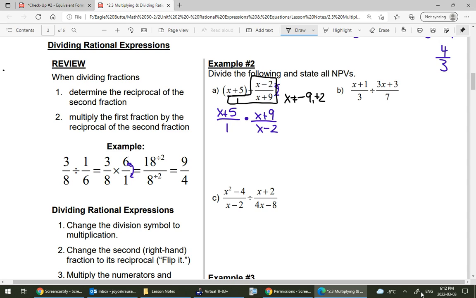At this point, we see what we can cancel, and really in this case, there's nothing to cancel. So we're just left with x plus 5 times x plus 9 all over x minus 2. And unfortunately, that does happen. Sometimes things just aren't going to simplify.